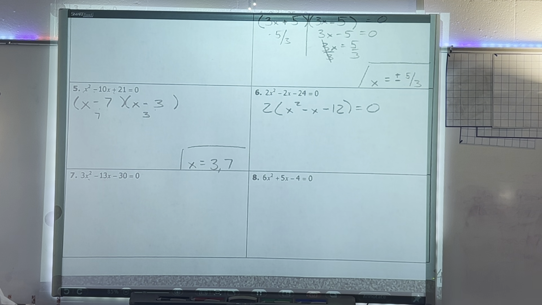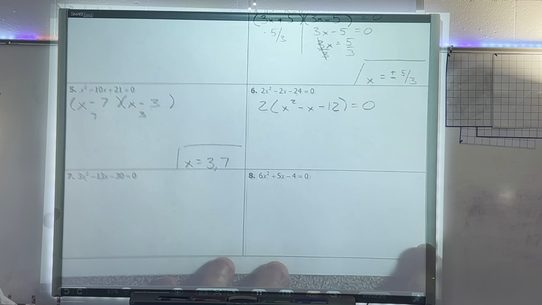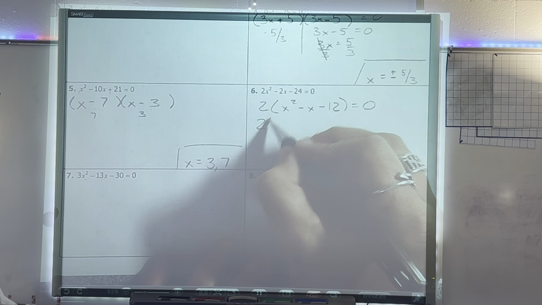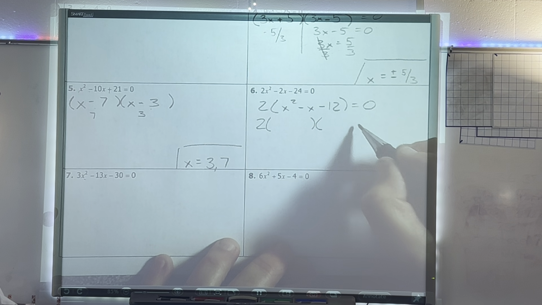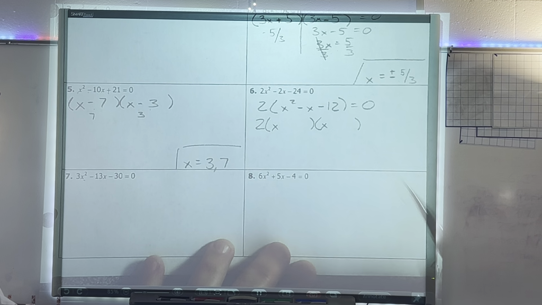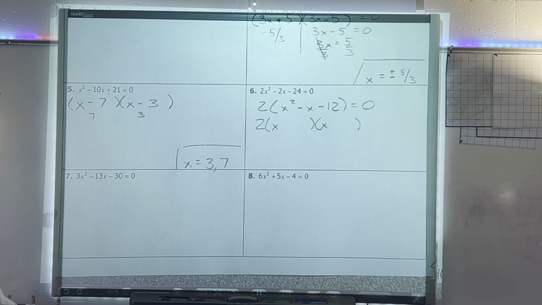And sometimes I forget to write my equals 0, but y'all, if y'all do, I'm not going to beat you over the head about that. All right, so now I can split that. 2 comes down, got this. X squared is gonna split to be x and x. What are my signs gonna be here?